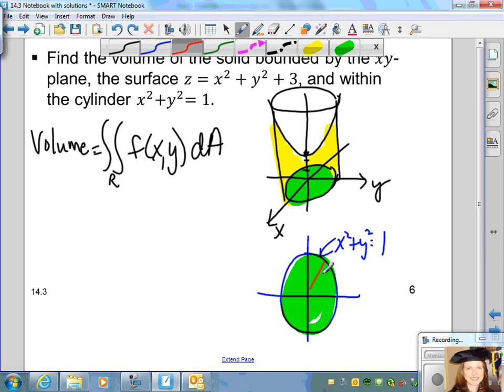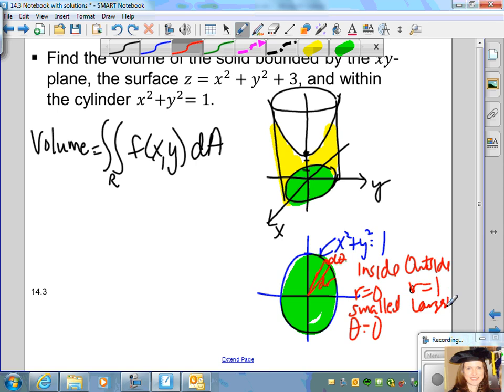If we slice it like a pie here, this little portion is your d theta and this is your dr. The bounds for your radius would be from your inside radius of 0 to the outside radius, which is the point on the circle with the radius of 1. Then your smallest angle, theta, would equal 0, and the largest angle, theta, would equal 2 pi. That would give you the complete circle.